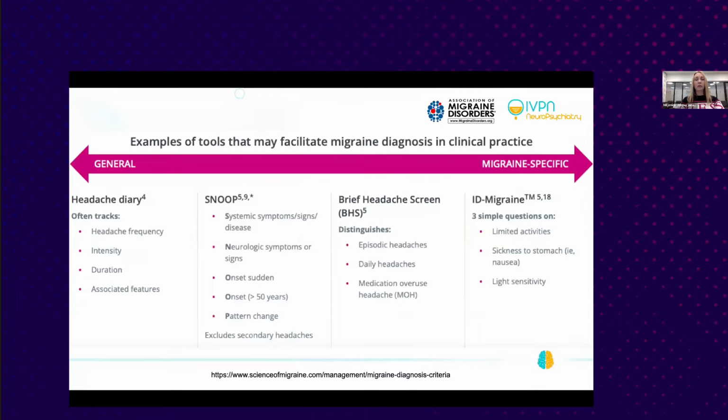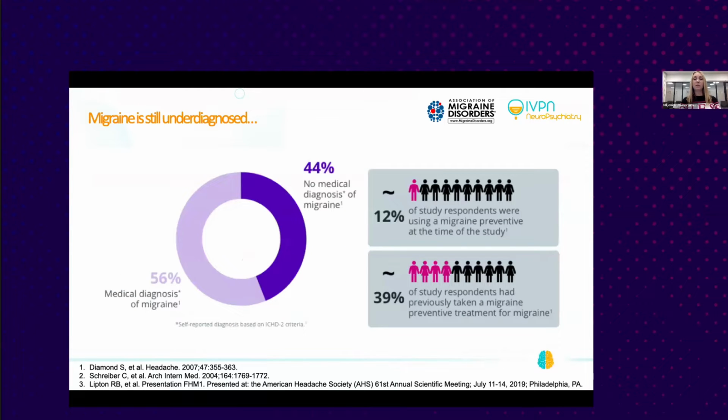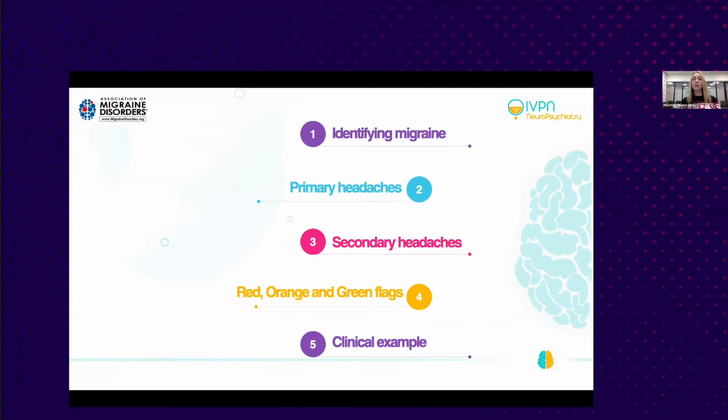To start thinking of how to make a diagnosis, apart from just looking at the table presented on the previous slide, we usually use some diagnostic tools that range from more general headache approaches to more migraine specific. But saying that, we know that migraine is still underdiagnosed, and a study here shows that about 44% of people with migraine are actually still underdiagnosed and of course undertreated.